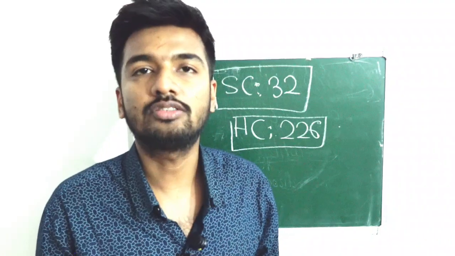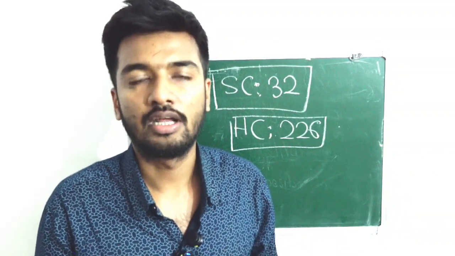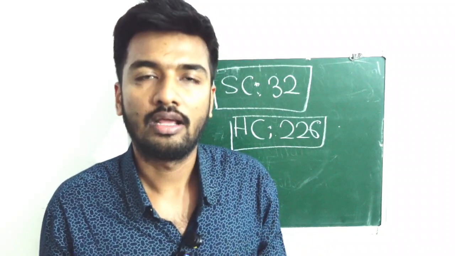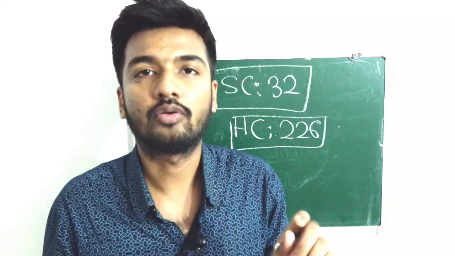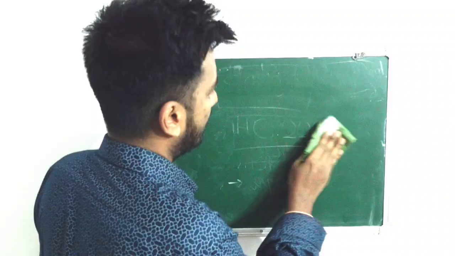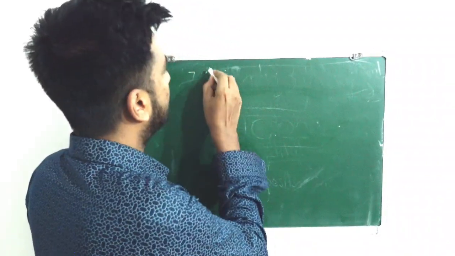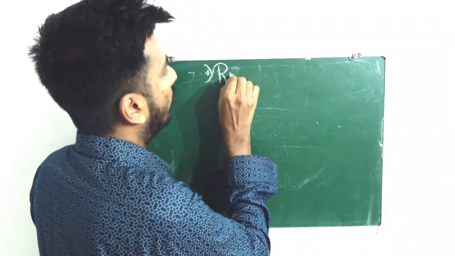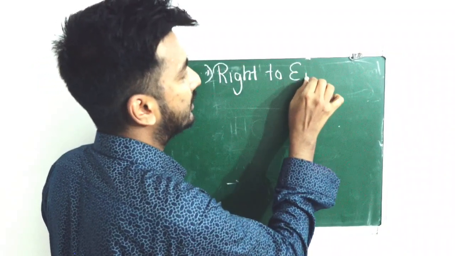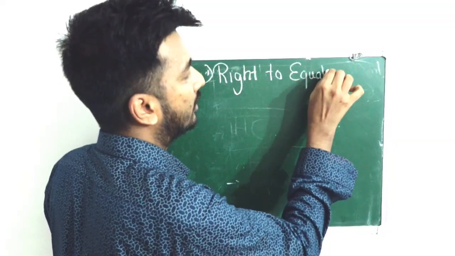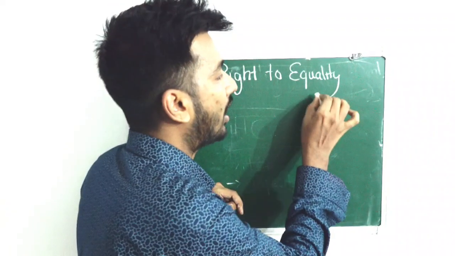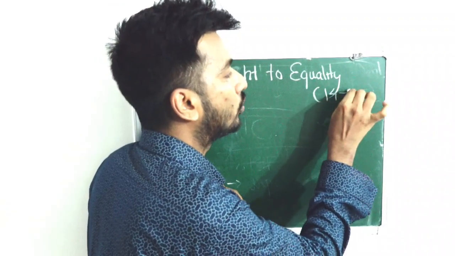Now, each has different articles. It is very easy to learn articles in this format. Right to equality is from Article 14 to 18. I will go into the detail of the right to equality. So the first right is the right to equality. So let's write right to equality. Now, from which articles does this right to equality fall? From Article 14 to 18.